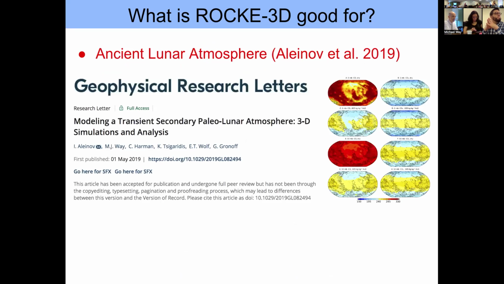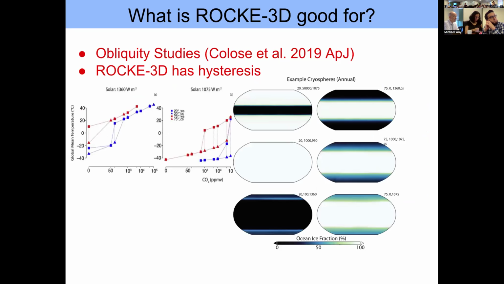Here's a paper that was led by Igor Aleinov on ancient lunar atmosphere. That is a discussion mostly about thin atmospheres, and you can understand the limitations of the model in that respect. But also the Mars papers that we have written. This is a paper that looked at different sorts of obliquities, led by Chris Colose, one of the members of this group, back in 2019, showing that ROCKE-3D has some kind of hysteresis that we see in basically all 3D GCM models.